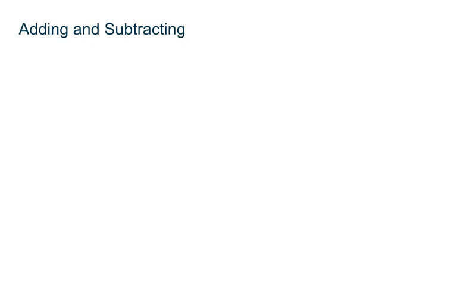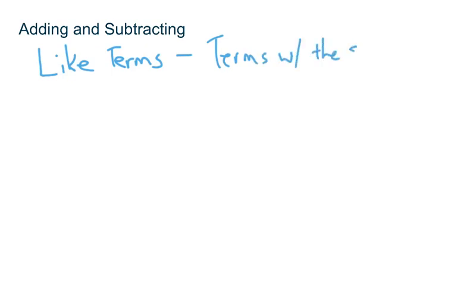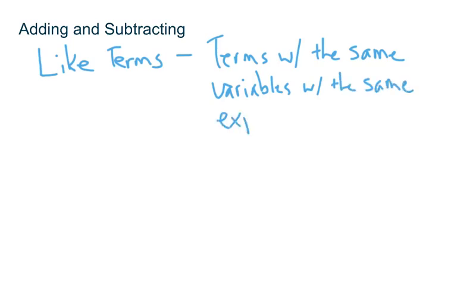So when it comes to adding and subtracting, the big thing is making sure that we have like terms. And in case you don't remember what like terms are, it is terms with the same variables with the same exponents. At that point in time, you're just combining them. Okay? So let's do a couple of examples.